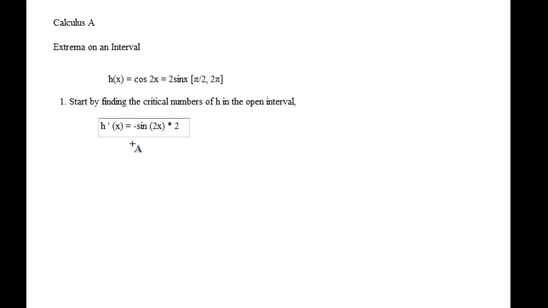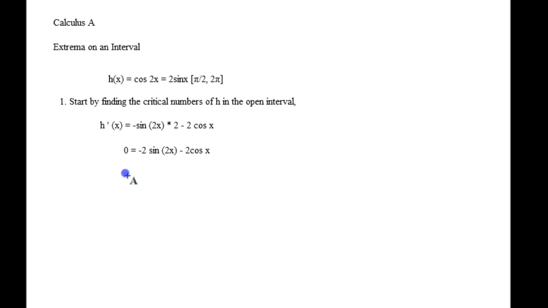Minus 2 cosine of x. Okay, so we had to use the chain rule in that first part. Now what we're going to do is simplify it the best we can by setting it equal to 0. So 0 equals negative 2 sine of 2x minus 2 cosine of x. Okay, so we set it up this way.